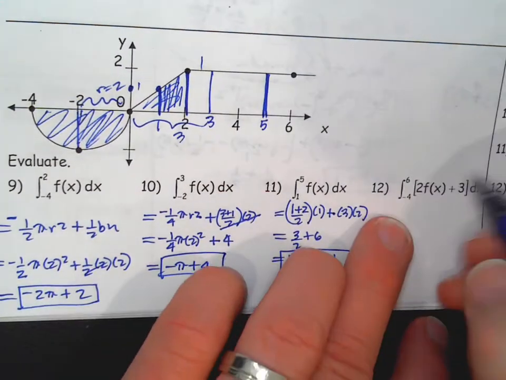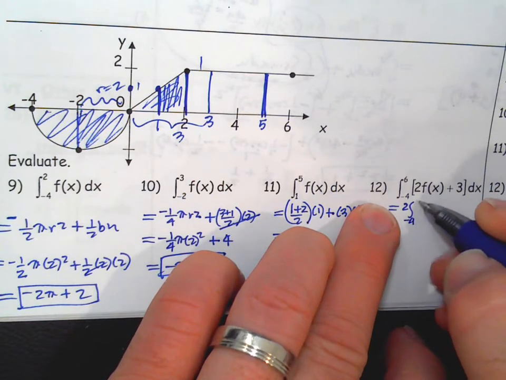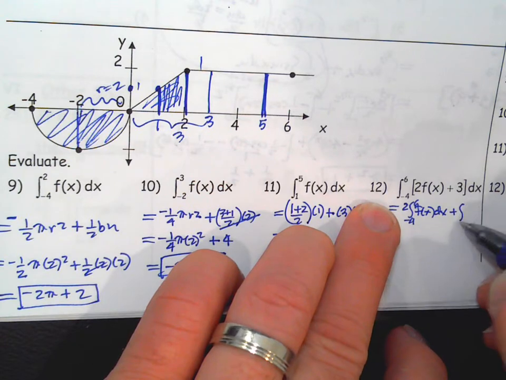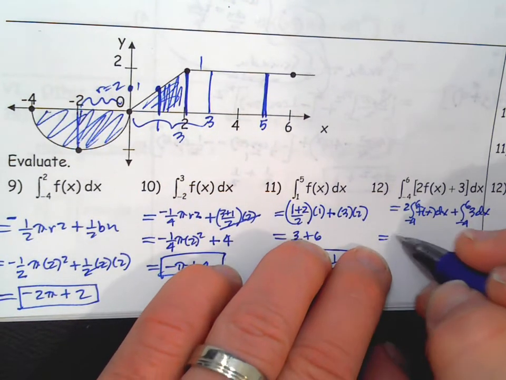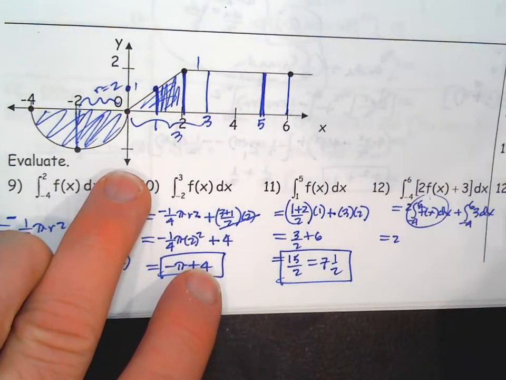Okay, last one. On this one, what I would do, we've done this a lot, I'd break this up. You have to integrate the 3, though, still on its own. And so this is going to be 2 times the integral from negative 4 all the way to 6.